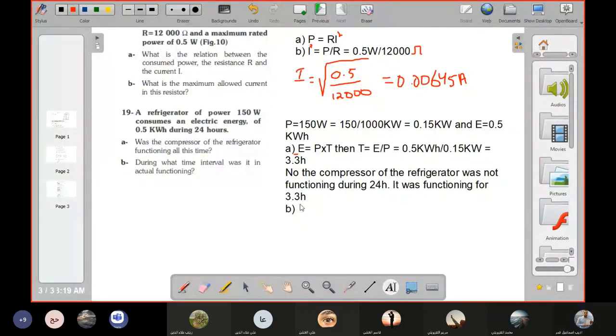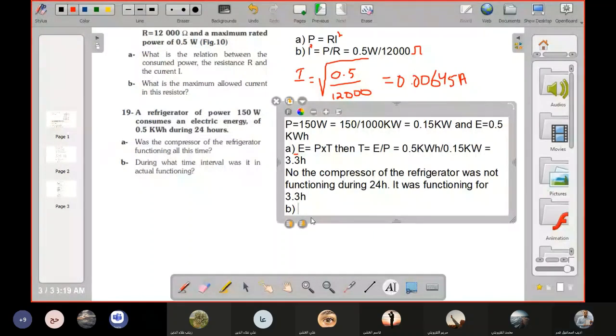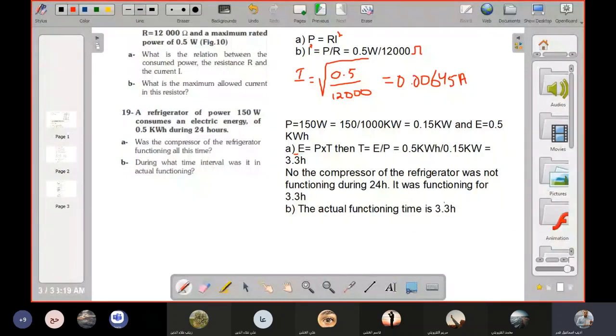The actual functioning time is 3.3 hours.